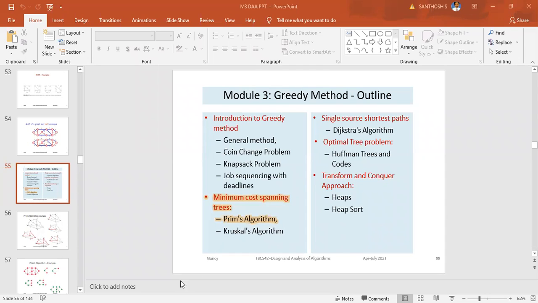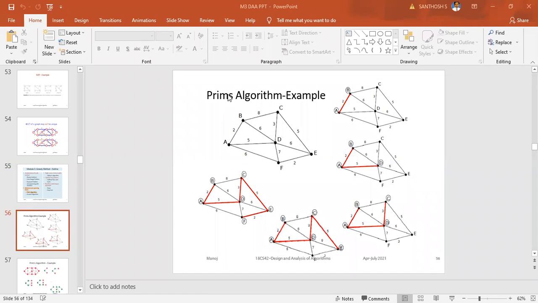Okay, so what's the algorithm we are going to discuss? It's Prim's algorithm. Let us see what this algorithm is going to tell. So this is the Prim's algorithm. First you understand the example, and then you go with the concept and algorithm.